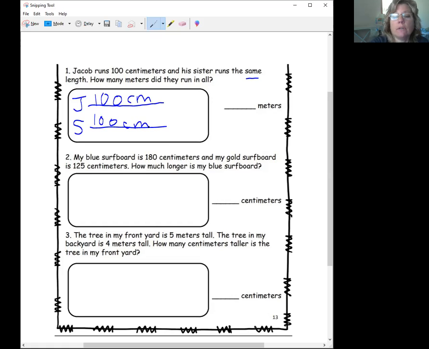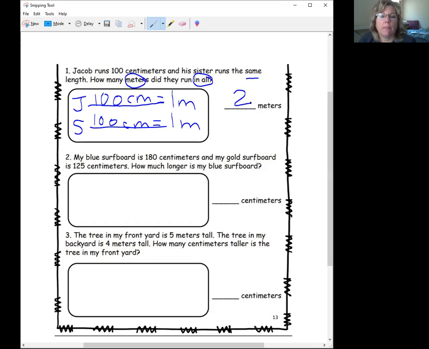So there's two things I have to look at here, meters and in all. Well, what we have so far, we know 100 centimeters. We need to change that into meters. So 100 centimeters equals how many meters? 1 meter. So Jacob ran 1 meter and his sister ran 1 meter because she ran 100 centimeters. And then the question says in all, and I know those are clue words that mean to add. So 1 meter plus 1 meter would mean 2 meters.